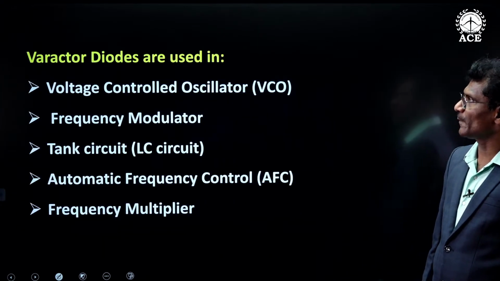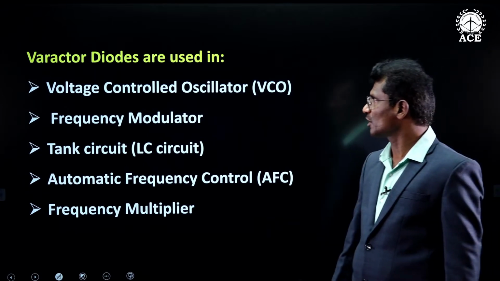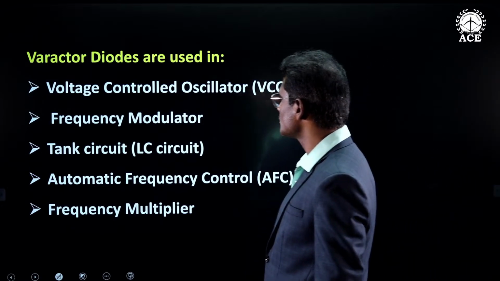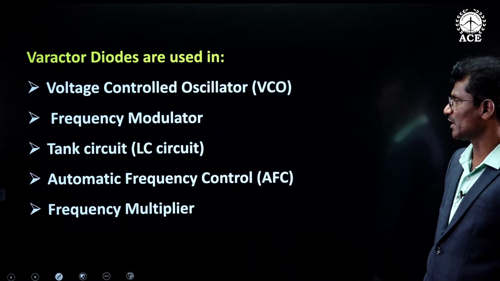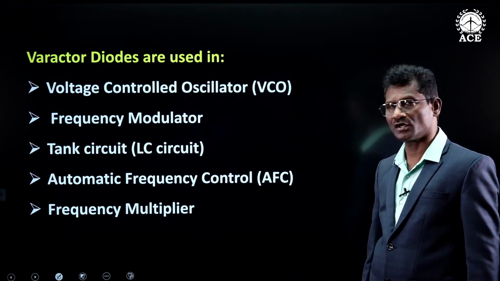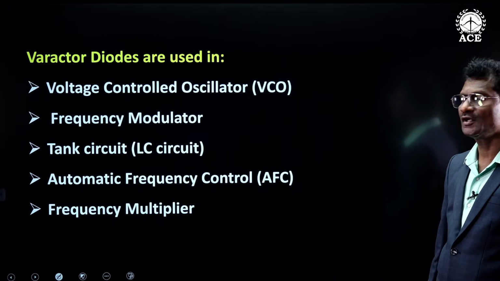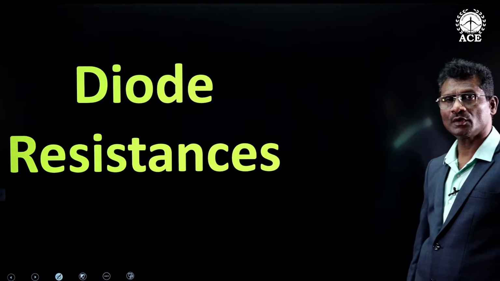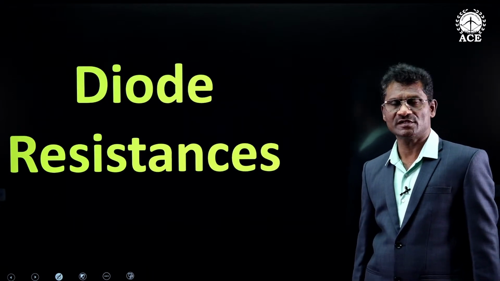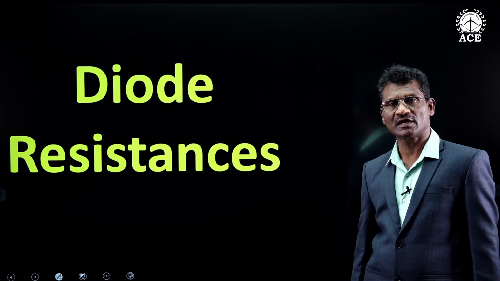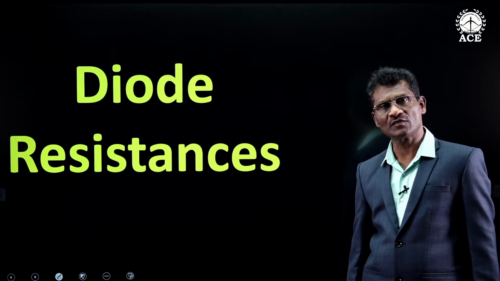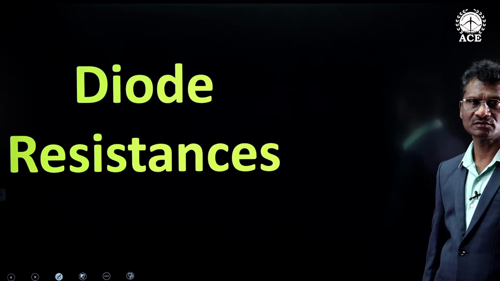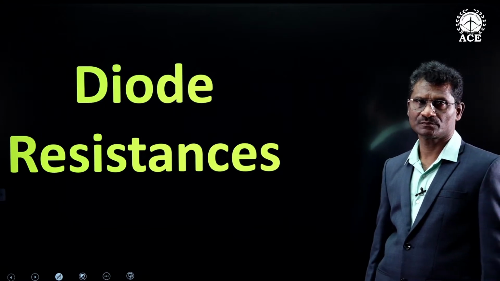There are multiple applications for varactor diode. It can be used as voltage controlled oscillator. It can be used as frequency modulator. It can be used in tank circuits, automatic frequency control, AFC, and also frequency multiplier. Okay. This completes the discussion of derivation of transition capacitance and one of the applications of PN diode, that is voltage variable capacitor, and its concerned graph.